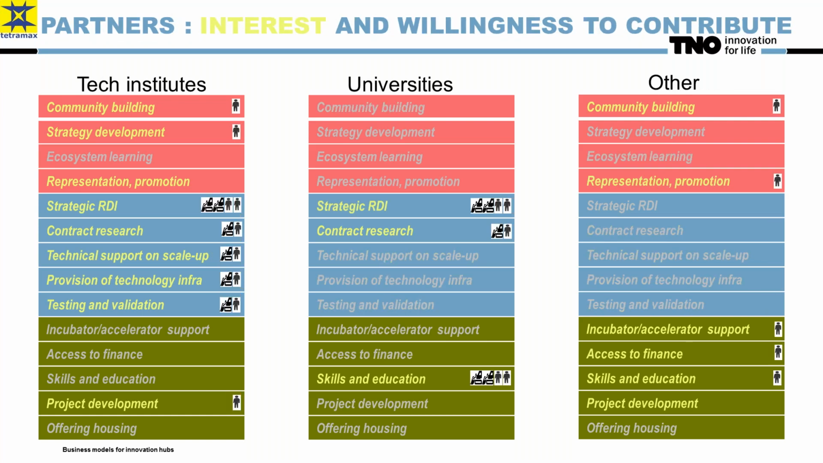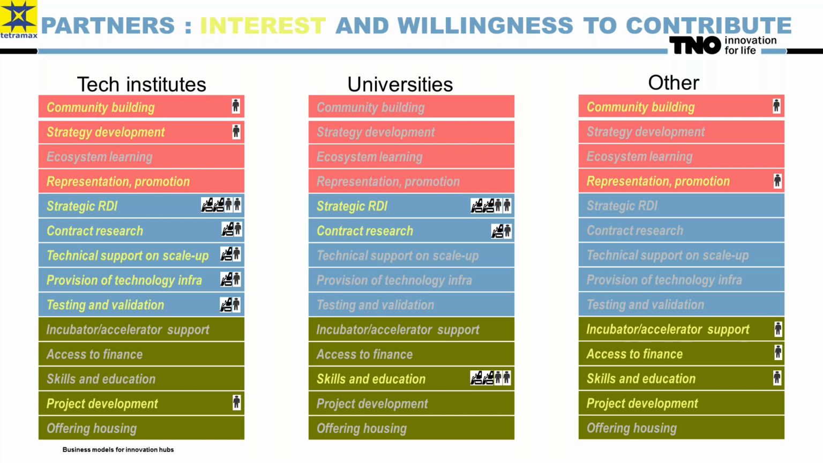I also included this slide showing that if you look at different potential partners, they've also got different interests and they want to contribute. This is not about payment, this is about offering in-kind services. What the tech institutes, RTOs, these kinds of organizations are very interested in is community building, because that allows them to also get new projects and new assignments.